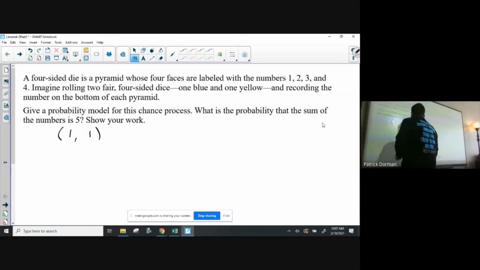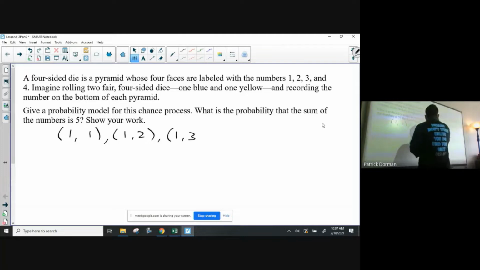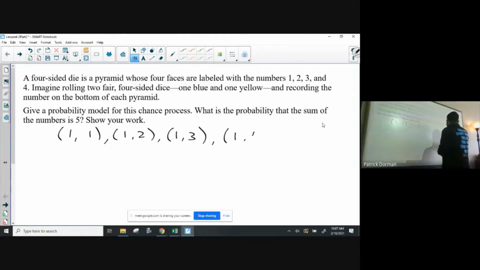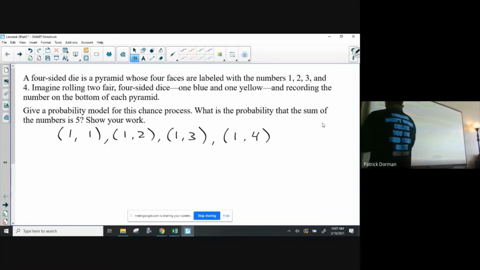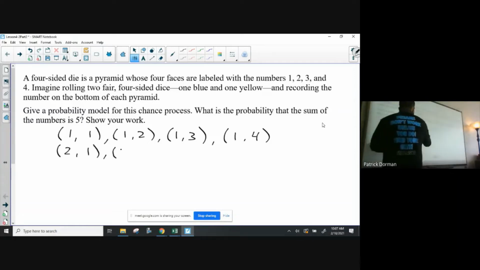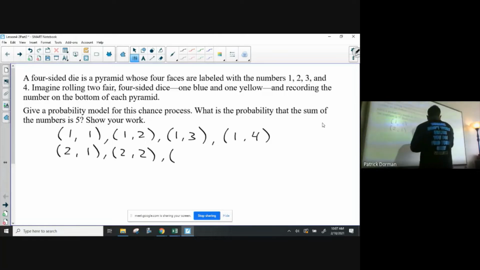I could roll a 1 and then a 2, a 1 and then roll a 3, and then I could roll a 1 and a 4. And there you go. That's all of the combinations that I could have if I rolled a 1 with my first die. Okay. Now we can list all of the combinations that could occur if I roll a 2 on the first die. I could roll a 2 and a 1, a 2 and a 2. I could roll a 2 and a 3, or I could roll a 2 and a 4.